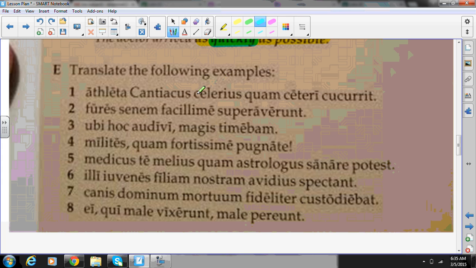Okay, the adverbs that we saw would have been celerius, facilime. That's our double L that we were looking for earlier. We have magis. We have fortissime. And here we're going to use it with quam, and remember that's going to be as whatever as possible. We have melius. We have adversius, fidelitar.